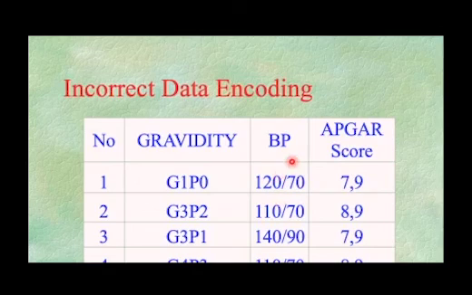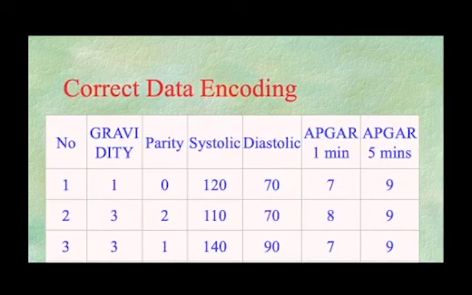So there should only be one piece of information in a column. And the slash is a non-numeric character. Then the Apgar score for 1 minute and Apgar score for 5 minutes: we have two pieces of information here, so this is incorrect. And again, the comma is a non-numeric character. To correct this, you separate the gravidity from the parity, and you separate the systolic from the diastolic, so we have two columns. Then you separate the Apgar in 1 minute and in 5 minutes. So this is the correct encoding.